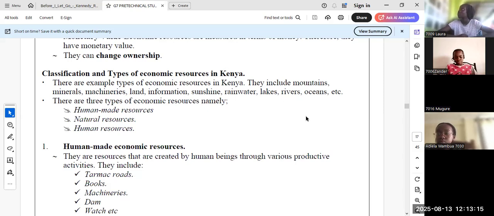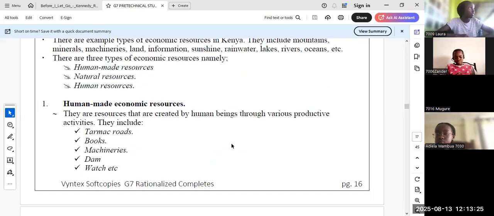Then we lastly looked at classification and types of economic resources in Kenya. We have said we have 3. We have human-made resources, natural economic, and human economic resources. Anybody with a question?